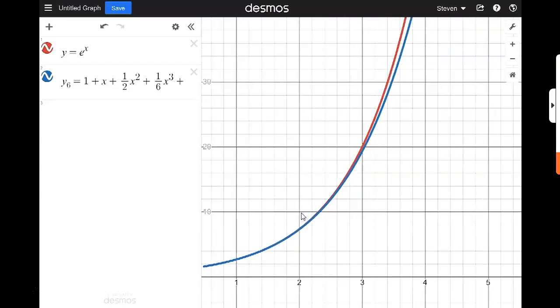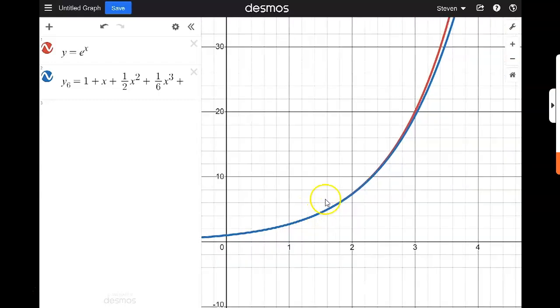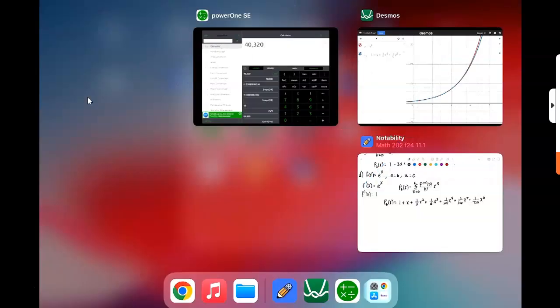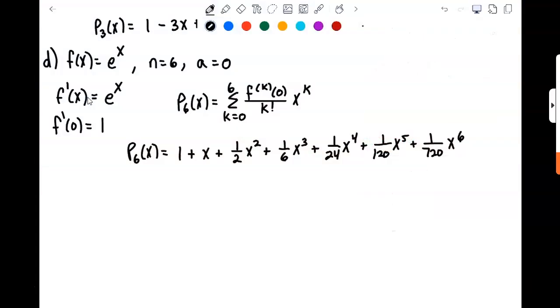So there's what we're dealing with there. So this is pretty accurate up to around about 2.5, where I'm starting to see a little bit of red on the graph. So that's my approximation there. So it's pretty decent, and that's an easy one to compute.